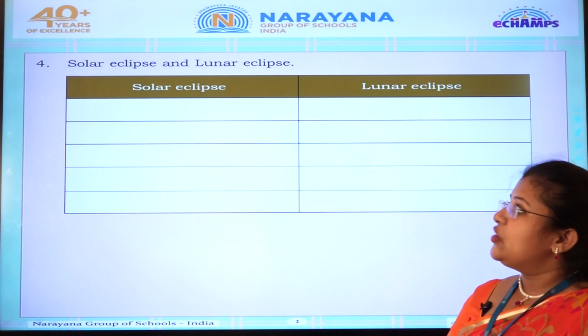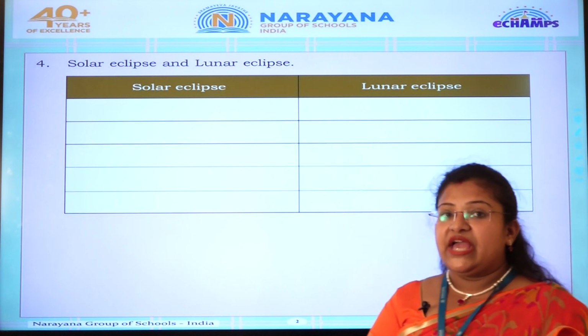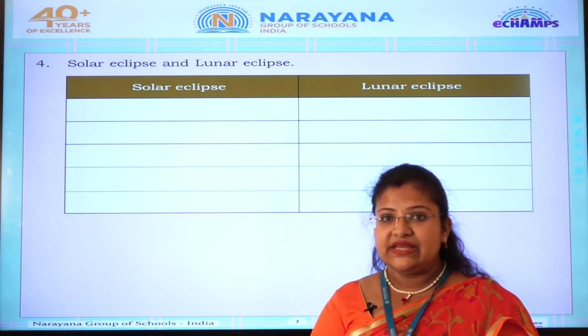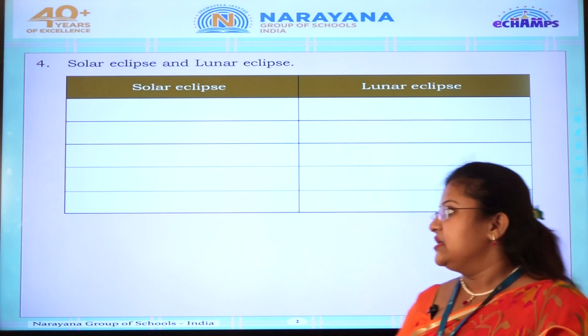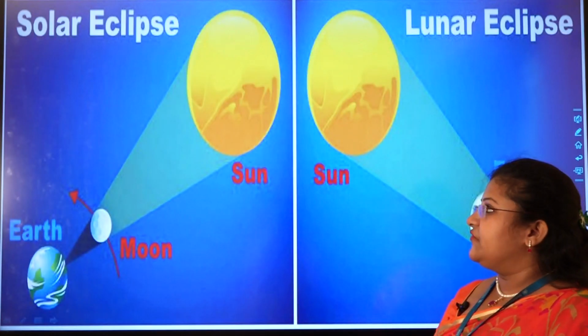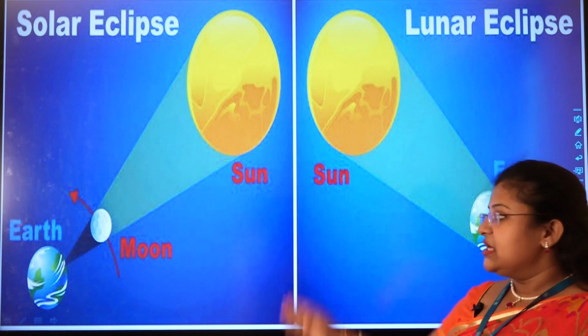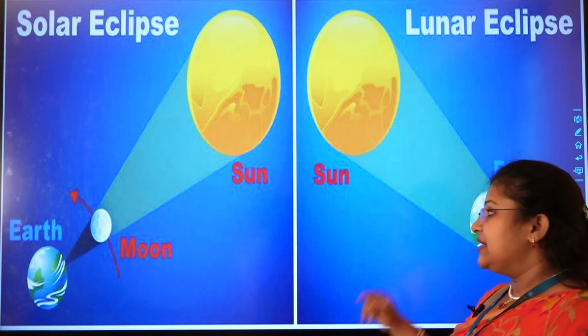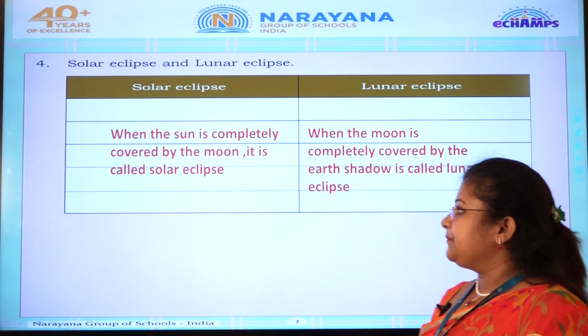Second one, solar eclipse and lunar eclipse. We have to differentiate between solar eclipse and lunar eclipse. So we will see the picture first. This is the solar eclipse. This is the lunar eclipse, right? So you will see the difference.